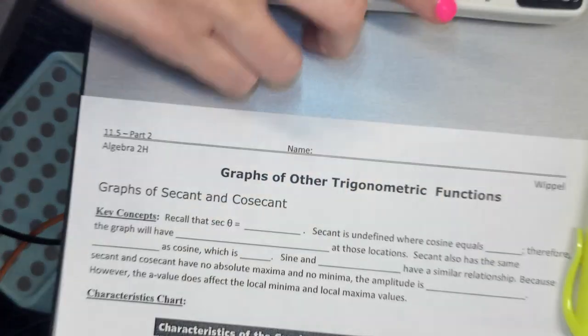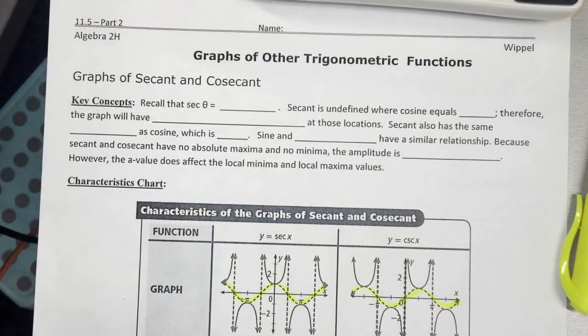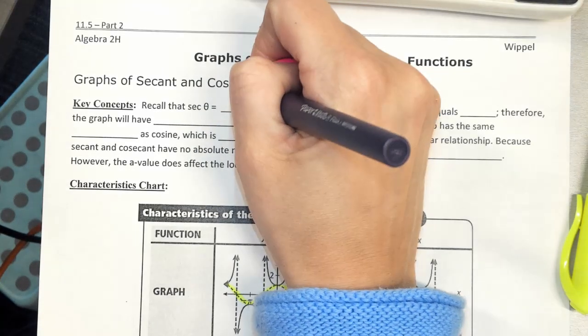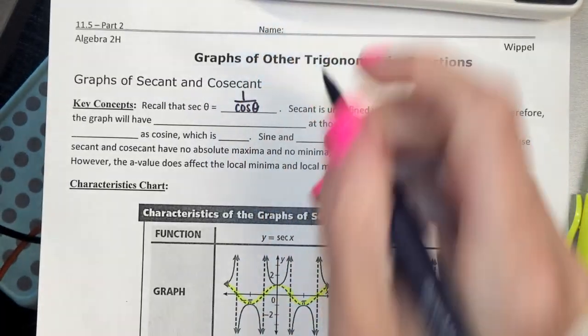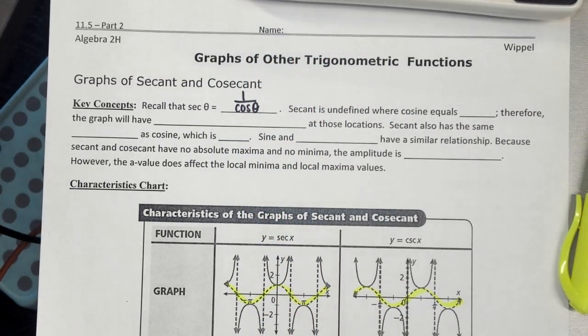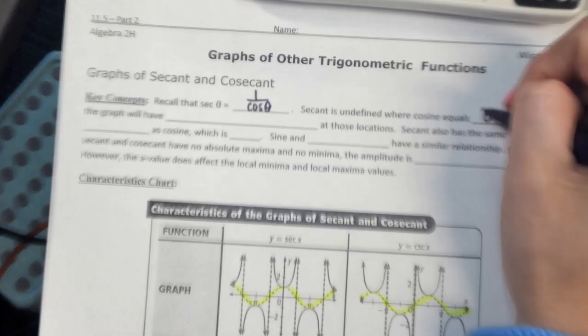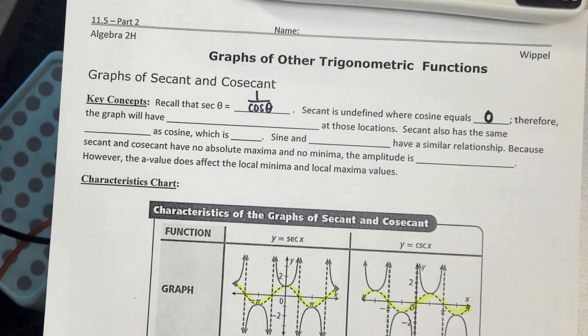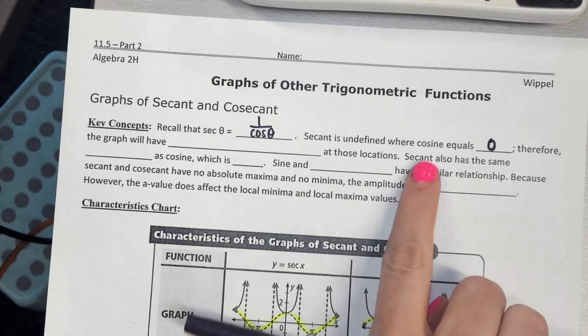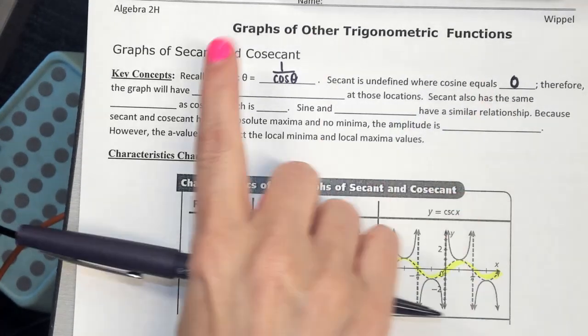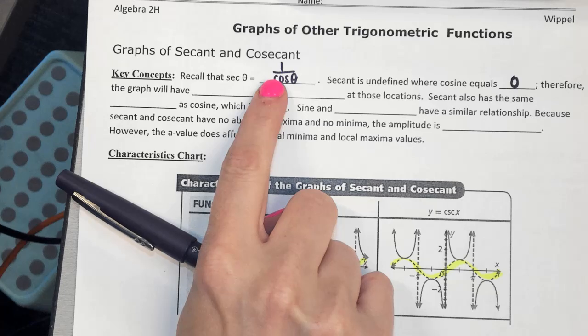Okay, so today we're going to finish 11.5, and we're going to go over the secant and the cosecant. The secant of theta is the reciprocal of the cosine, so it's related to 1 over the cosine of theta. And the secant is undefined where the cosine is equal to 0, because if you do 1 divided by 0, it's undefined.